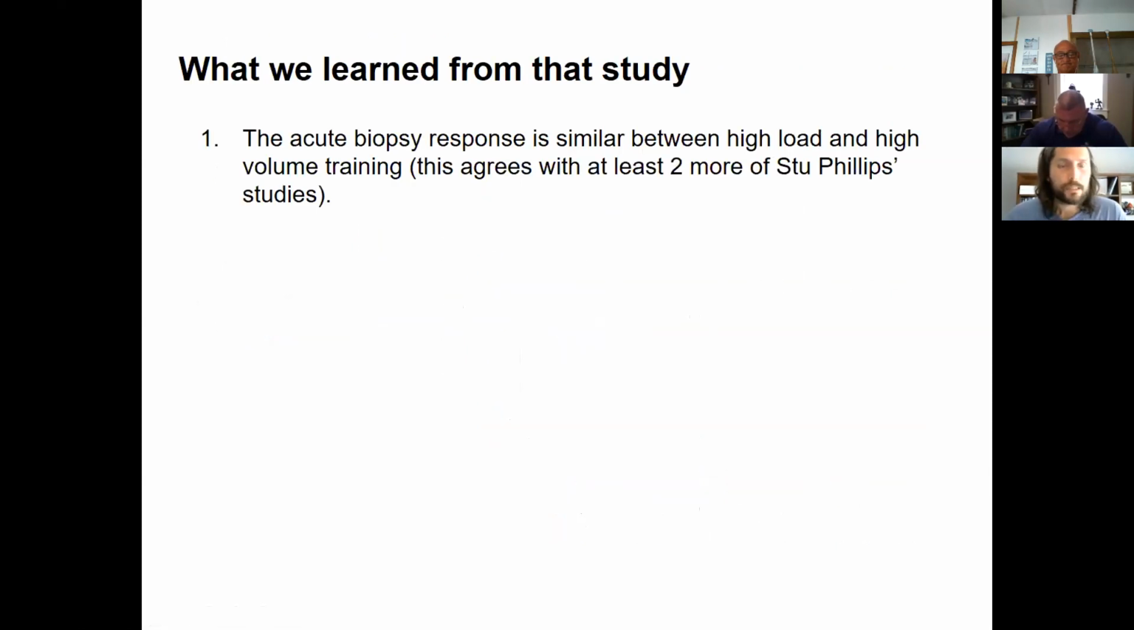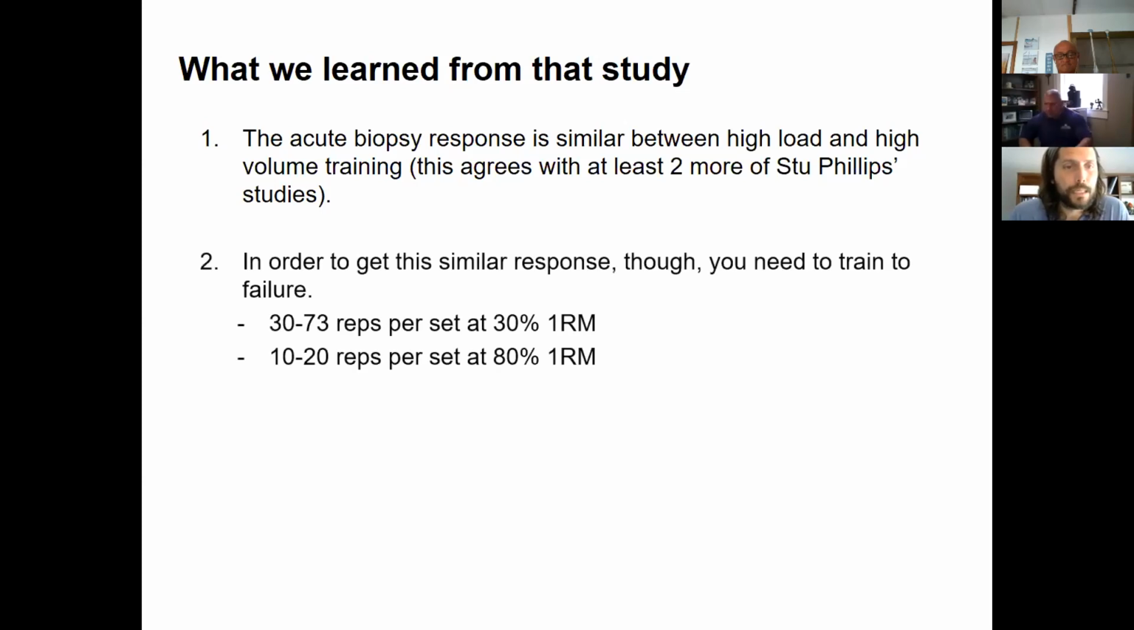And so really to summarize what we learned from this study, it looks like at the molecular level, there are a lot of similarities between light load training, 30% 1RM to failure, and heavy load training. That agrees with Stu Phillips' lab findings, right? In order to get a similar response, though, if you want to do light load training, you have to train to failure.